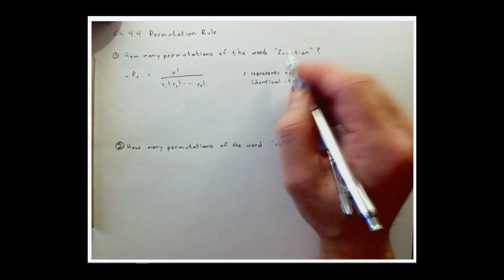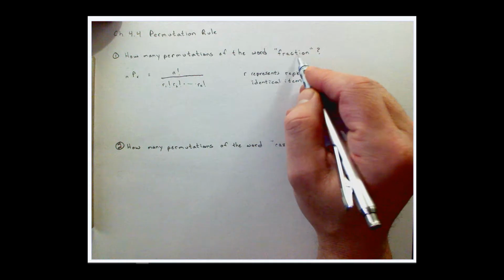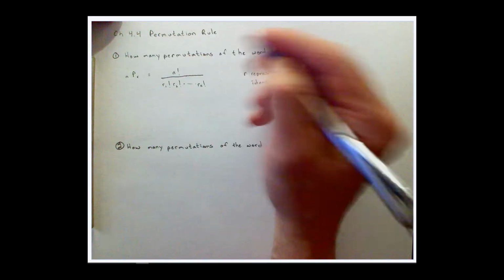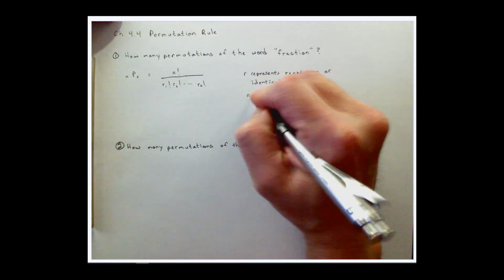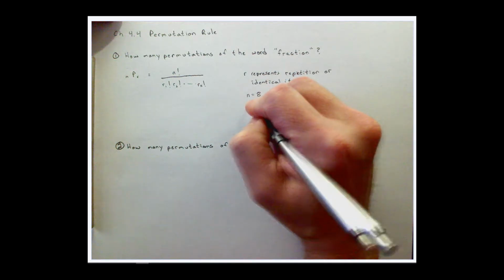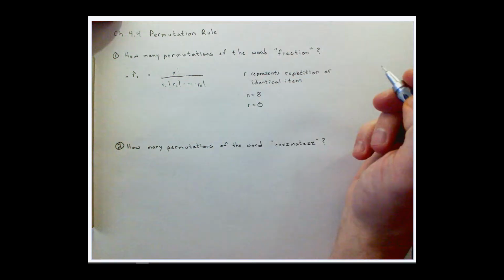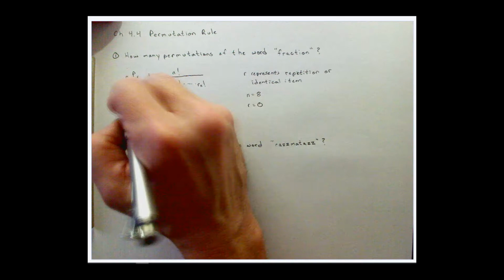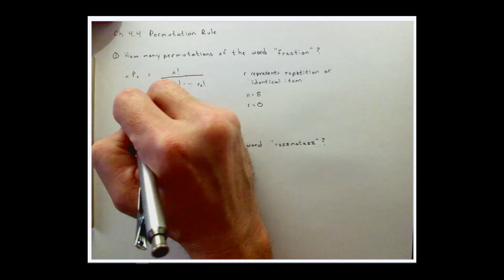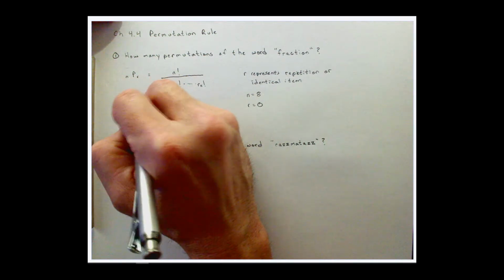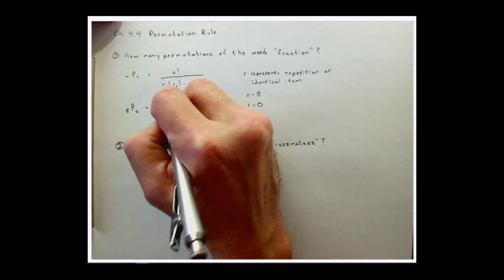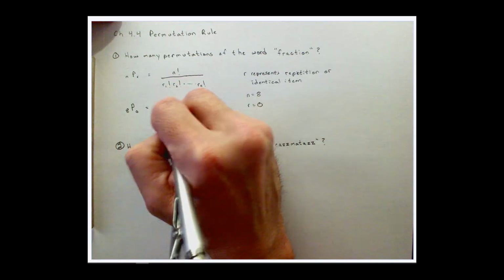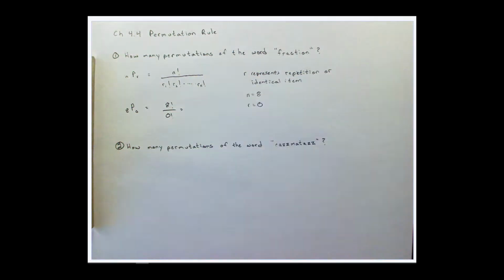How many letters do I have? 1, 2, 3, 4, 5, 6, 7, 8. So what I know is that n equals 8 and r is going to be 0. So I have 8 permutation 0. So I have 8 factorial over 0 factorial. 0 factorial equals what? 1.